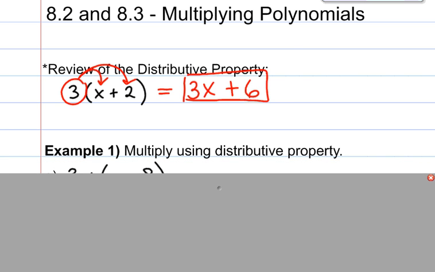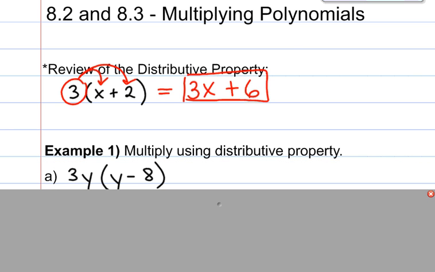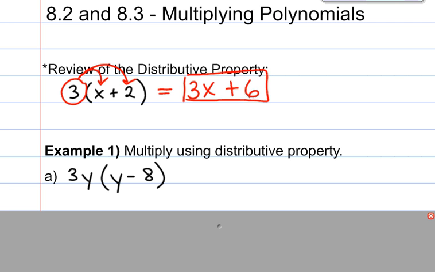Now we're going to take this to a bigger level. For our first example, we're going to multiply these using the distributive property. Now instead of just 3 in front of the parentheses, I have a 3 and a variable y. That whole thing, 3y, gets multiplied to both y and 8. Now that we've learned our exponent rules, we have 3y times y. The coefficient of that y is just 1, so the 3 and the 1 get multiplied to be 3. And then y times y gets squared.